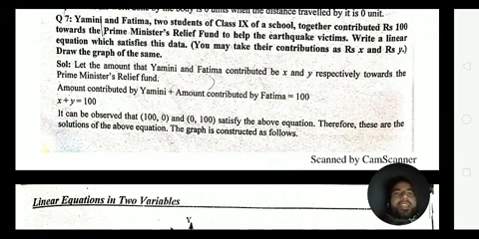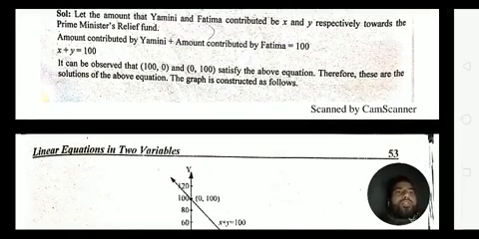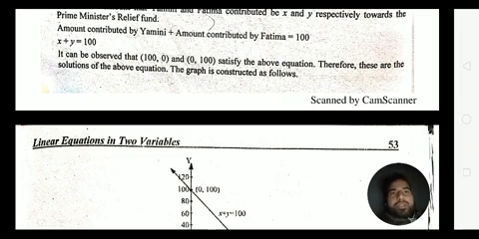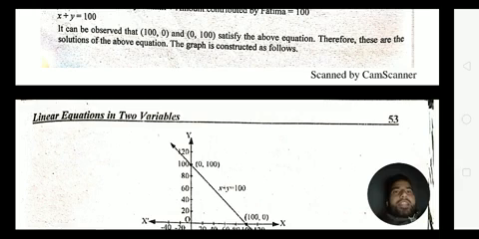Let the amount that Yamina and Fatima contributed be x and y respectively towards the Prime Minister's Relief Fund. Amount contributed by Yamina plus amount contributed by Fatima is equal to rupees 100, as both contribute rupees 100 towards the Prime Minister's Fund. I will represent it by x plus y equal to 100. What is this, dear students? It's a linear equation in 2 variables. It can be observed that 100 comma 0 and 0 comma 100 satisfy the above equation. Therefore these are the solutions of the above equation. The graph is constructed as follows.